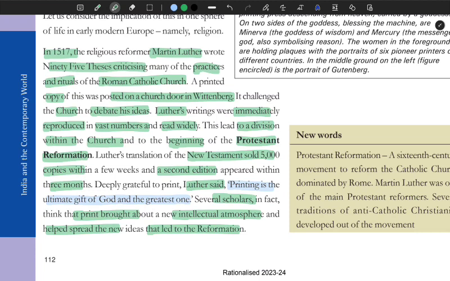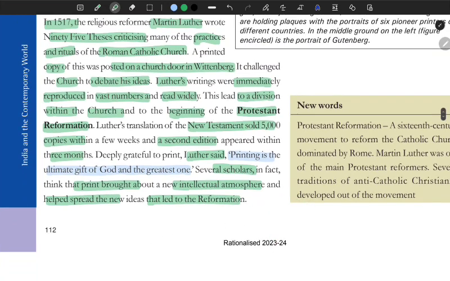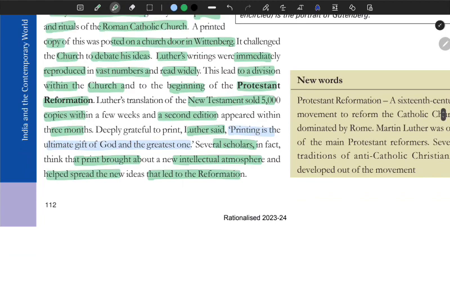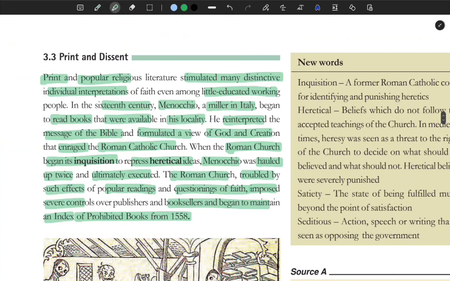Okay, and all of the church things are taken care of by the Roman Catholic Church, and it criticized the practices and religious rituals of this Roman Catholic Church, right? So it made a division, that is Catholics and Protestants. You might have read about these two in your unification of Britain, right? So moving on, we have print and dissent.